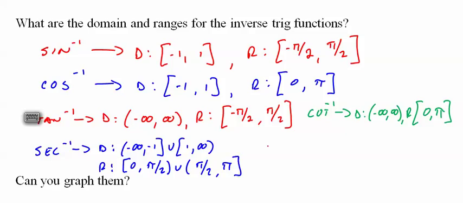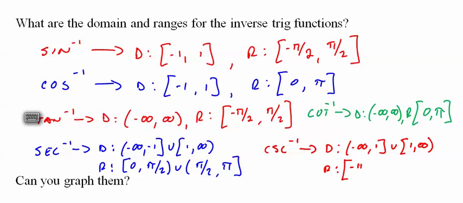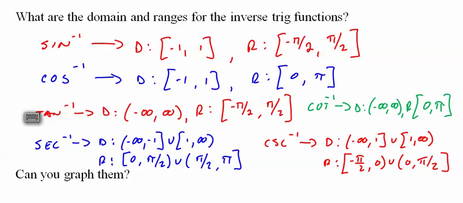Then for cosecant, domain is the same. And range is from negative pi over 2 to pi over 2 without 0. Significant hassle.